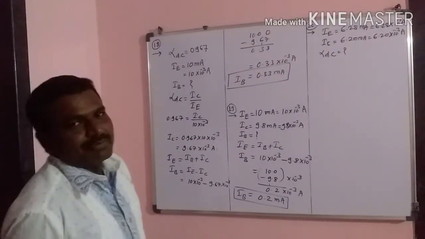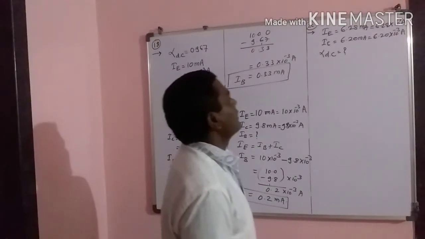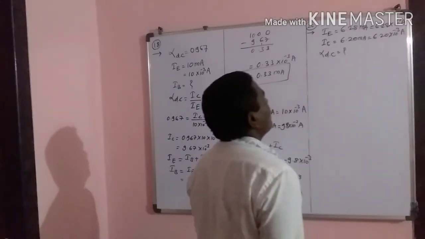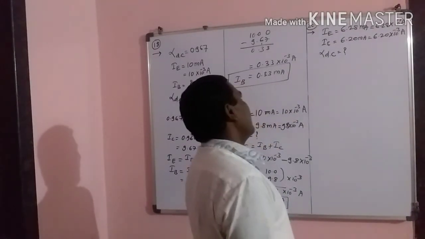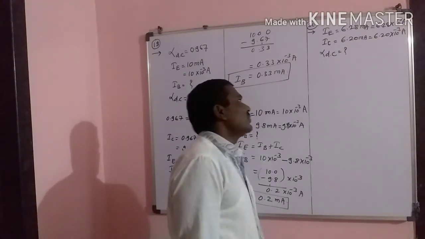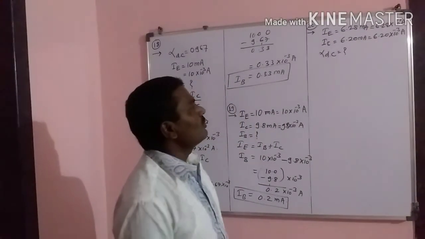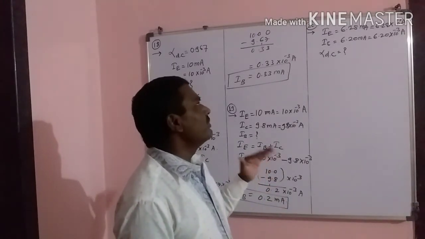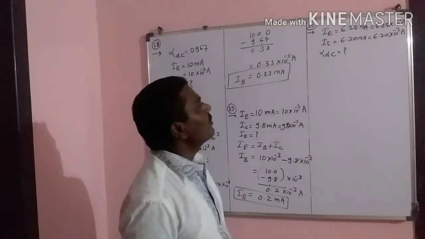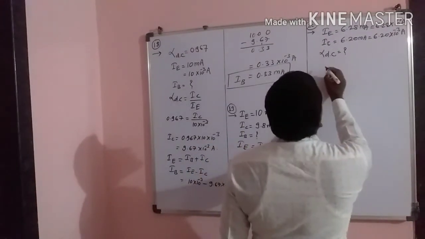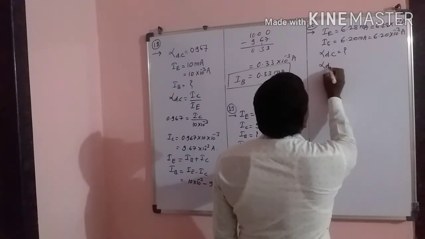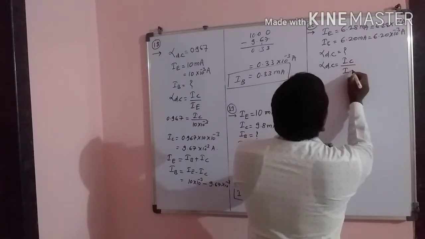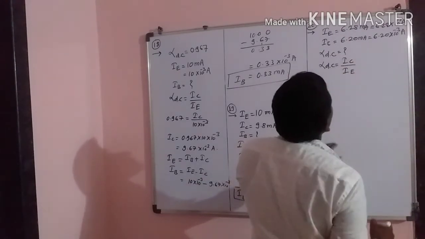Now let us see the next problem, that is problem 20. In that, the emitter current is given as 6.28 milliampere, that is 6.28 into 10 to the power minus 3 ampere. Again, the collector current, that is IC, is equal to 6.20 milliampere, that is 6.20 into 10 to the power minus 3. Here we should find out the common base current gain, that is alpha DC. We know the formula: alpha DC is equal to the ratio of collector current to the emitter current, that is IC upon IE.